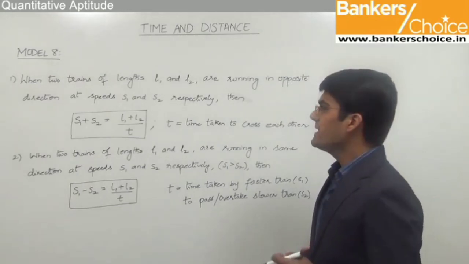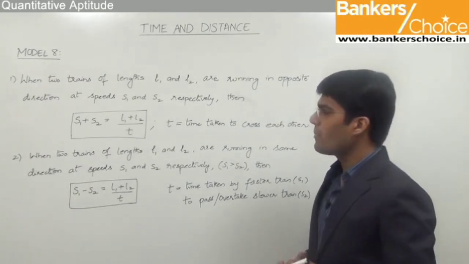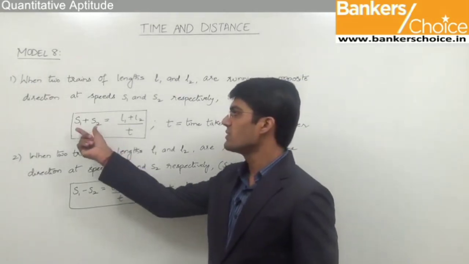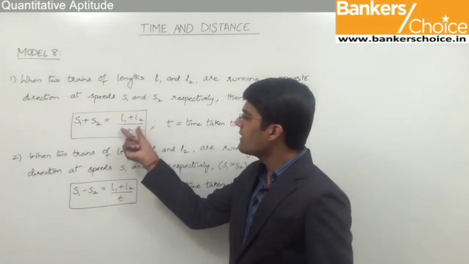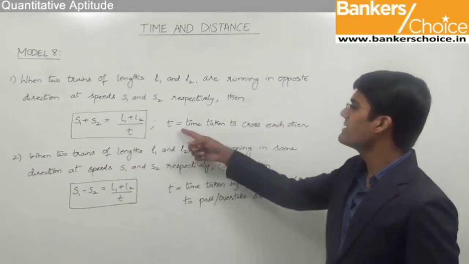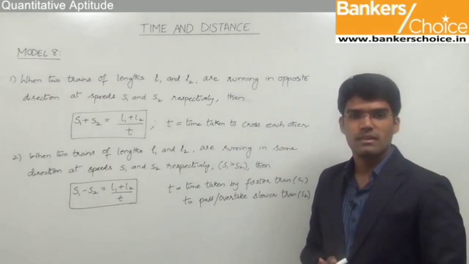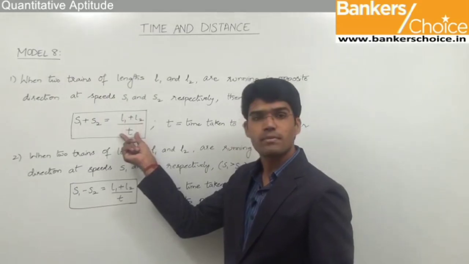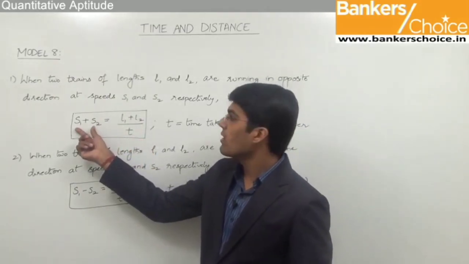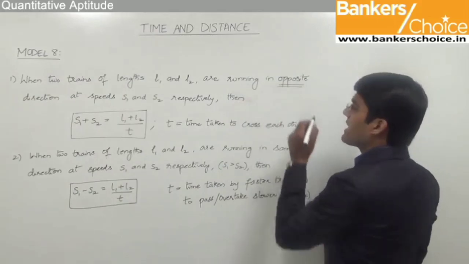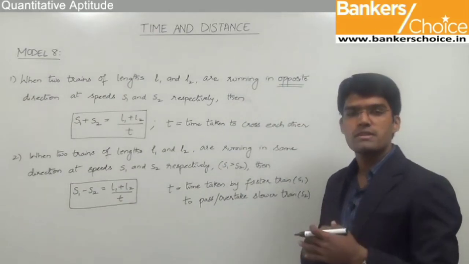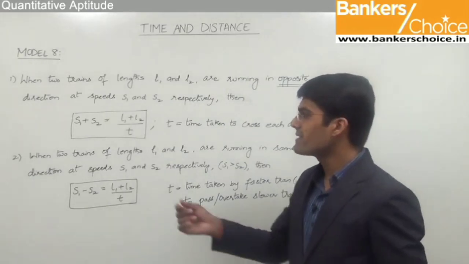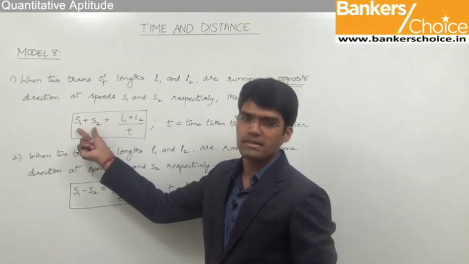When two trains of lengths L1 and L2 are running in opposite direction at speeds S1 and S2 respectively, then the equation which you are supposed to use is S1 plus S2 equals (L1 plus L2) by T, where T is the time taken to cross each other. Now, if you observe, this equation is in the form of speed equals distance by time. We are taking the speed as S1 plus S2 because the two trains are running in opposite direction. And we very clearly know that whenever two bodies run in opposite direction, the relative speed has to be considered. And for opposite direction, the relative speed is the sum of the speeds. So that is the reason we are taking S1 plus S2.